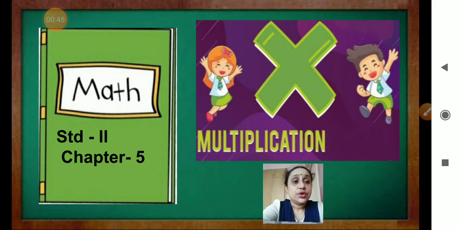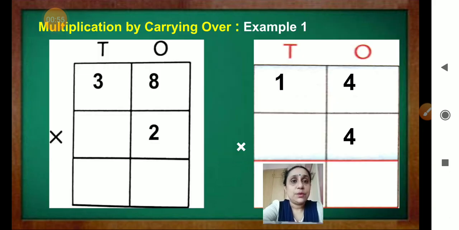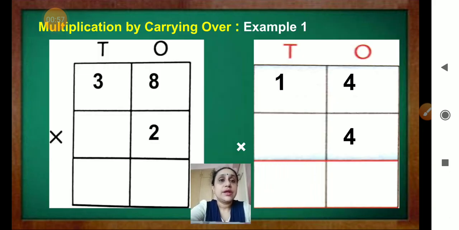Now tell me, do you remember carry over addition? Yes, you have done it, no? So today we will be doing multiplication by carrying over. Now, example 1. Tens, ones are written. The first one, 38 multiplied by 2. For multiplication, what is required? You have to learn the tables. 38 multiplied by 2. Now what will we do?